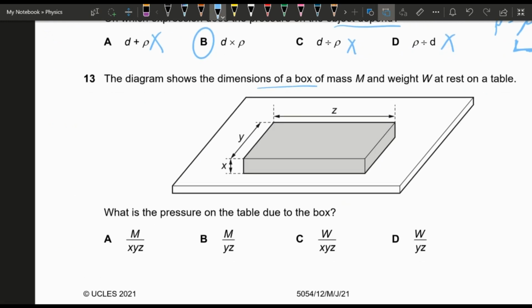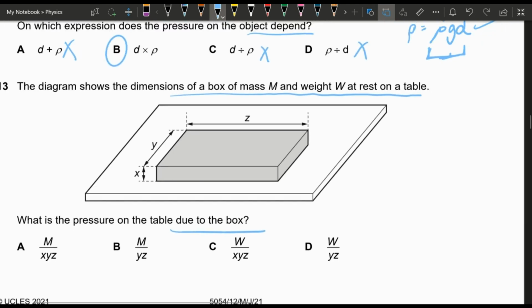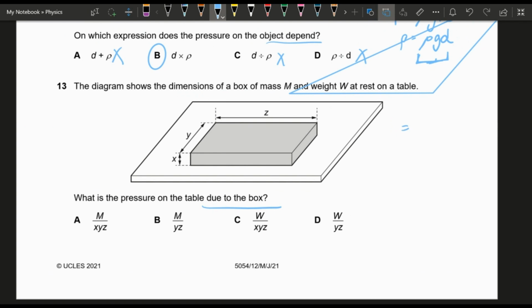The diagram shows the dimension of a box of mass m and weight w at rest on a table. What is the pressure on the table due to the box? So the formula for pressure is pressure is equal to force upon area. So the force over here will be the weight, and the area over here will be y times z, because I'll explain it to you why.